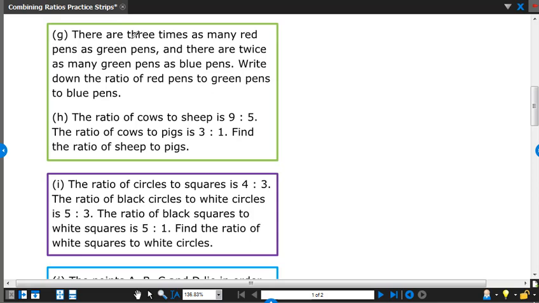There's no digits. There are 3 times as many red pens as green pens. All right. Let's not stare at the page. Let's actually write down the information. Red, green. How many of you are going to do this? Are you going to write down this information? I hope so. There are 3 times as many red as green. So red is 3, green is 1.